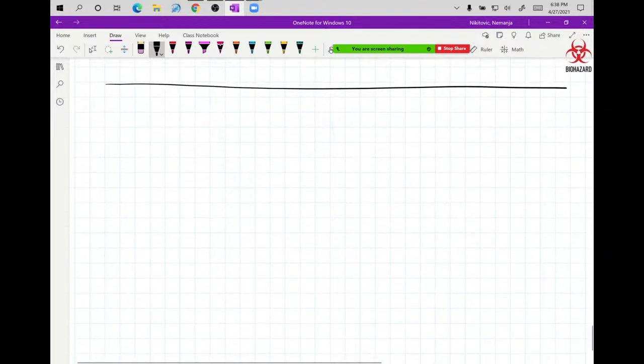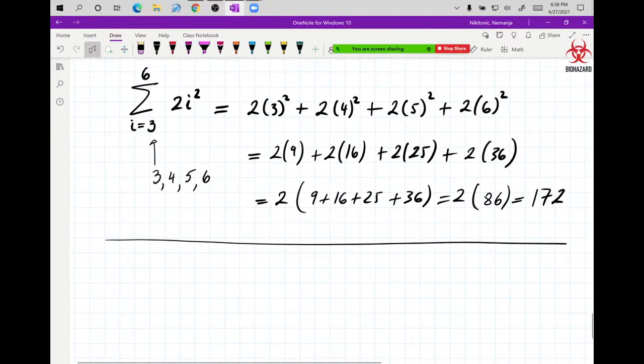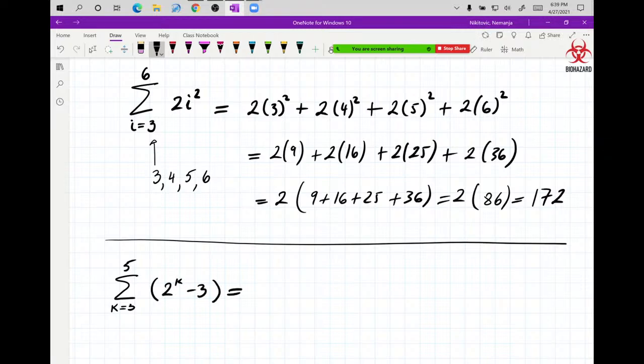So let's see. Actually, I'm going to leave the example here and give you k goes from 3 to 5 of 2 to the k minus 3. So what is this equal to? Try this for a few minutes.